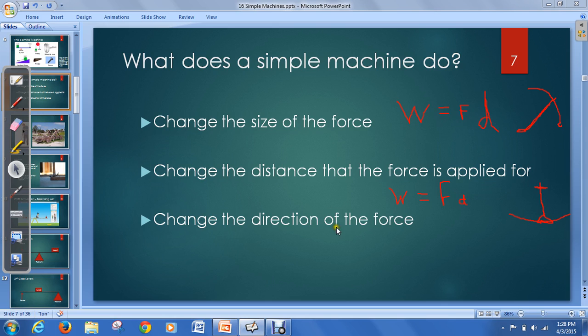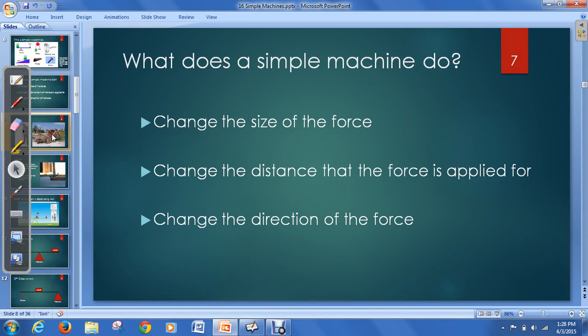And then the last thing they can do is change the direction of the force. Think of a pulley, for example. Instead of having to pull up on the rope, you are pulling down to move something upwards. Okay, so it changes the direction you have to move the object. So it can do one of those 3 things. Let's start with what we were just talking about.